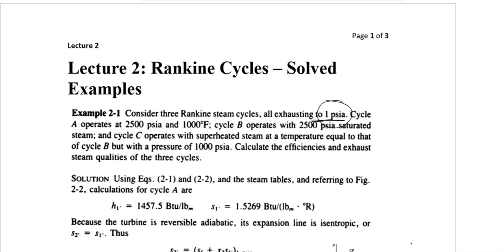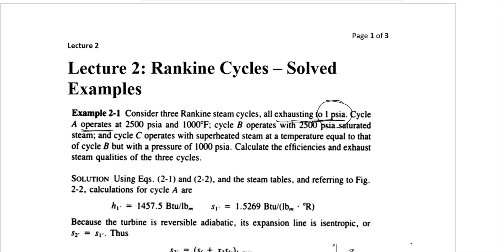Then it says cycle A operates at 2500 psi. Operating pressure means the inlet pressure of the turbine. So these are the exhausting pressure, which is actually the condenser pressure, and the operating pressure, which is the inlet of the turbine pressure or the boiler pressure. Now the boiler pressure is 2500 psi and 1000 degrees Fahrenheit.